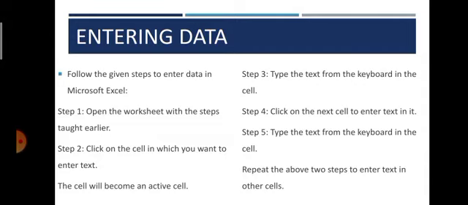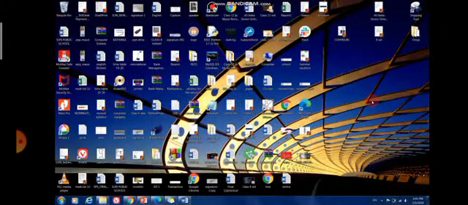Step 4. Click on the next cell to enter text in it. Step 5. Type the text from the keyboard in the cell. Repeat the above two steps to enter text in other cells. So these are the different steps for how you can enter data in Microsoft Excel. The small boxes in Excel are known as cells, and we'll be entering data in these small cells. So let us see the video about how we can enter data in Microsoft Excel. Follow this video so that you are more clear about how to insert data in Excel.